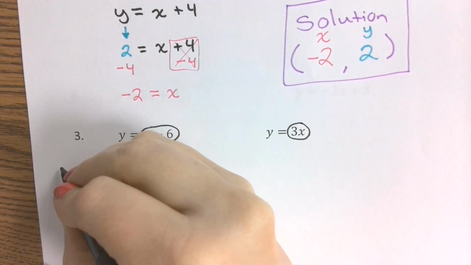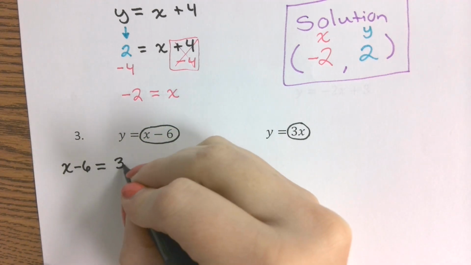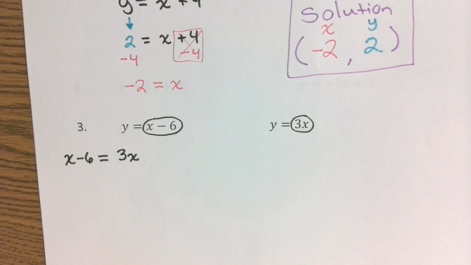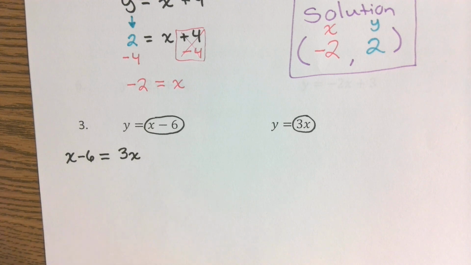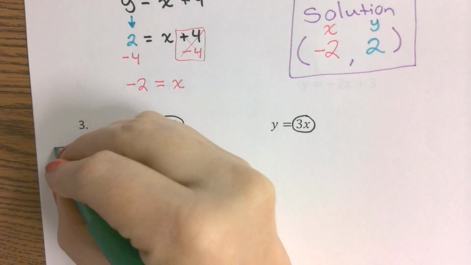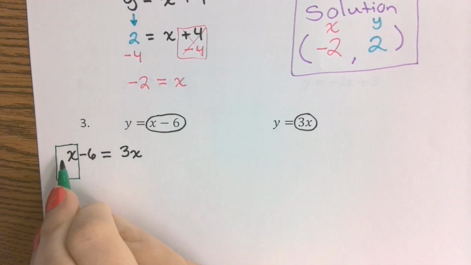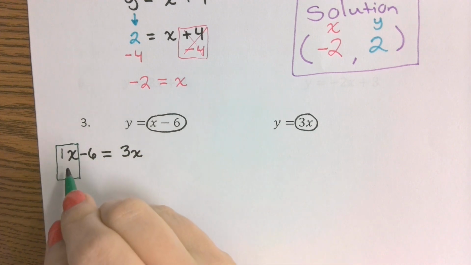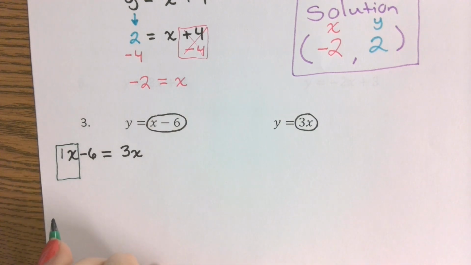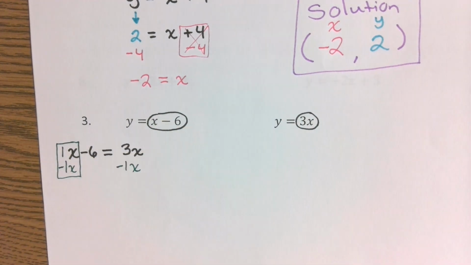So we're going to start off with this step first. I'm going to put x minus 6 is equal to 3x. Now, I need to get x over to just one side of my equation. Which one do I want to move? Do I want to move x or 3x? X. Always focus on moving the smaller one. It's a lot easier. So I'm going to put a box around my x. What coefficient is in front of it? 1. So what operation are we going to do? Add it or subtract it? Subtraction. We're going to subtract 1x from both sides.